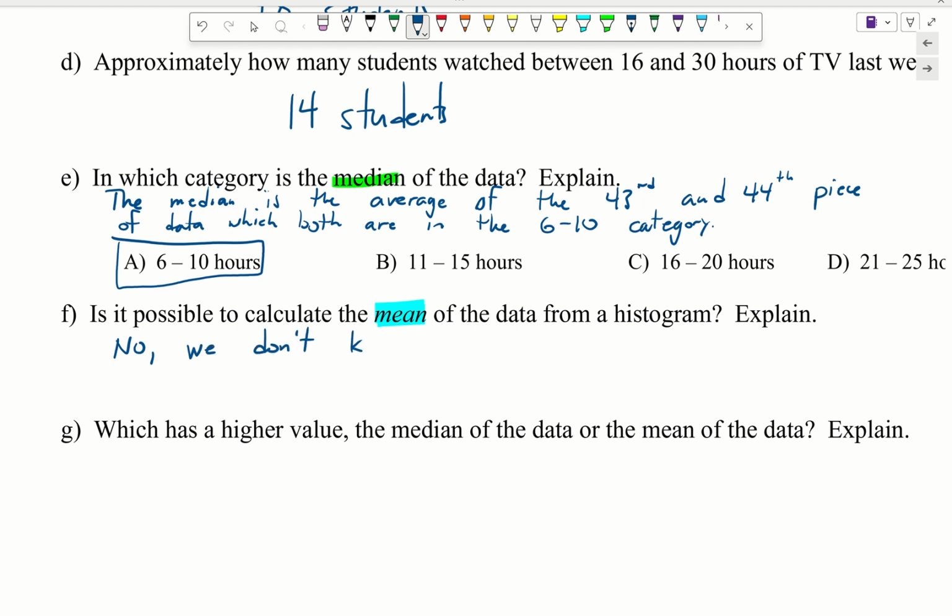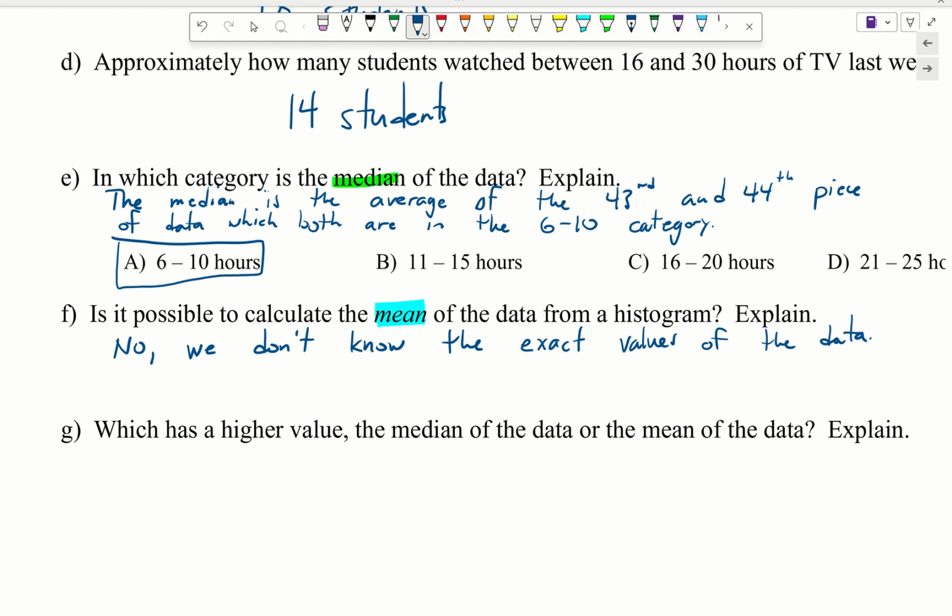So we don't know the exact data. We know which category they fall in, but we don't know exactly what they are. So we don't know the exact values of the data.